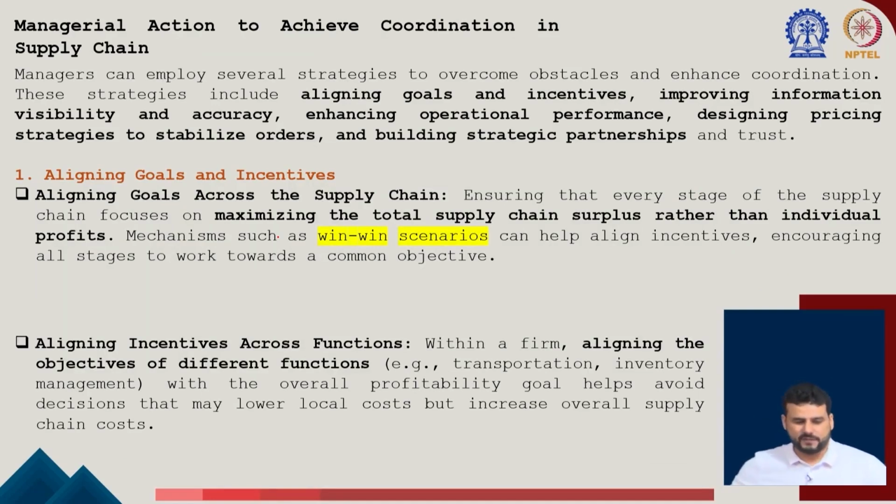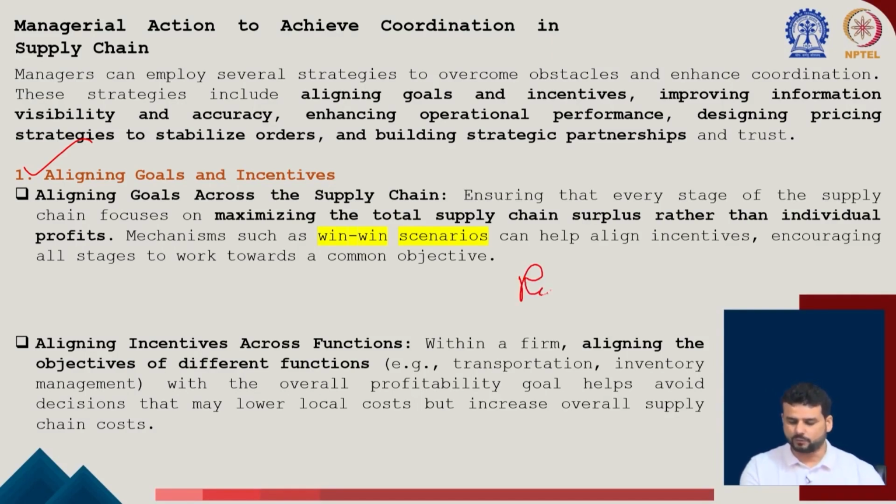Some managerial actions we can take to improve the overall performance. We can define better pricing strategies, we can stabilize the orders, we can build strategic partnerships through coordination. So first is aligning goals and incentives. Aligning goals across the supply chain. See, this will only be possible when all the stakeholders can see the win-win situation.